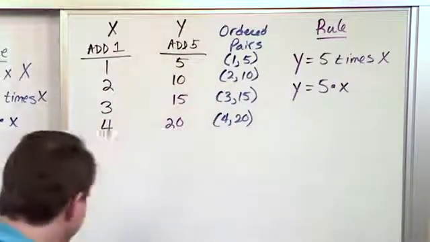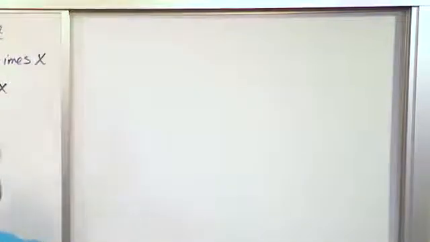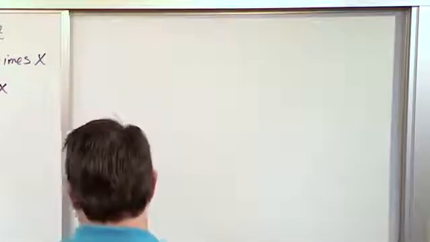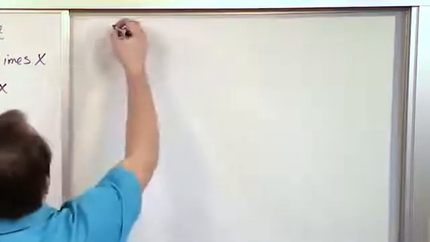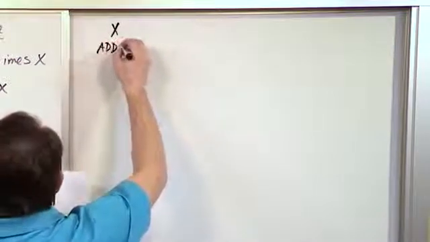All right, now let's go off to the next problem. I think by now you're probably starting to get the hang of it, but let's just get a little more practice as we go along here. So again, I'm going to have an x and a y column. For x, the rule is going to be that I'm adding 3 here.